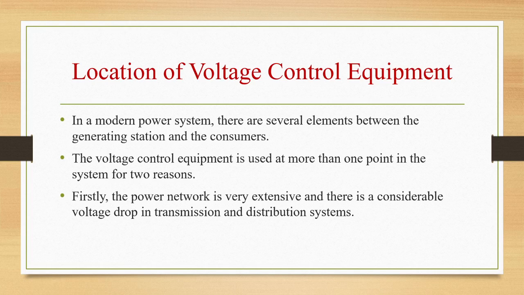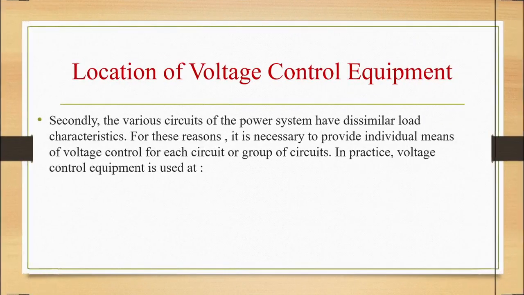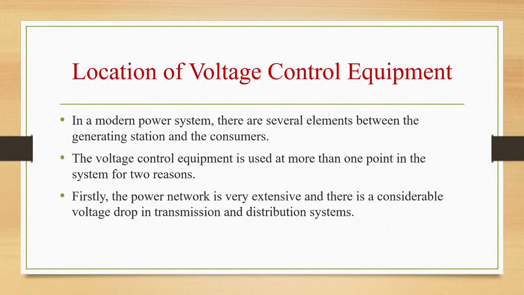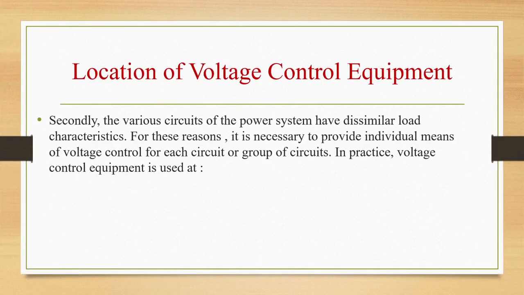First reason is the power network is very extensive and there is a considerable voltage drop in transmission and distribution systems. Secondly, various circuits of the power system have dissimilar load characteristics. Okay, first reason was the power network is very extensive and there is a considerable voltage drop in transmission and distribution system. Second one is that various circuits of power system have dissimilar load characteristics.